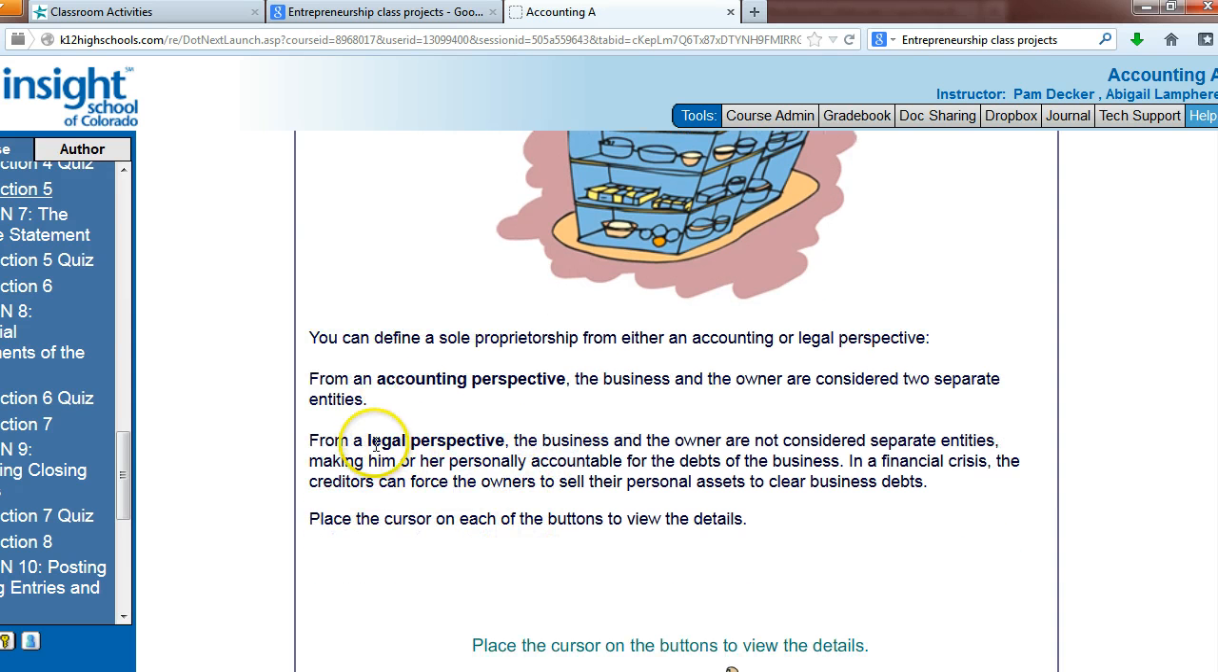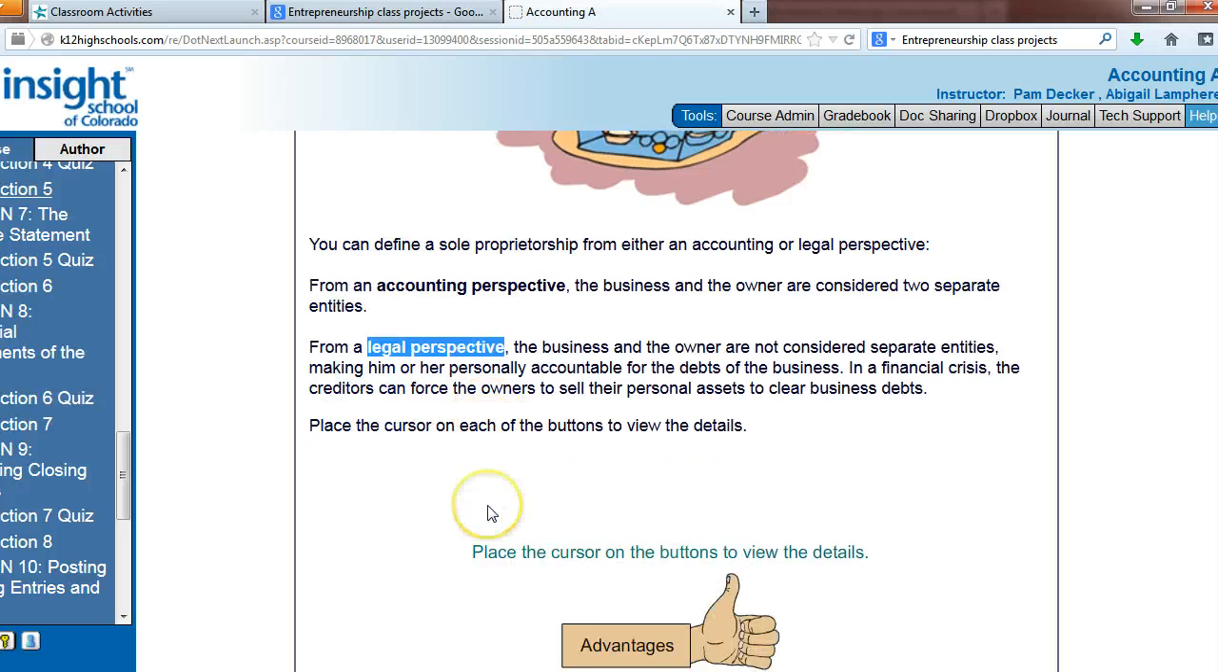That's the accounting perspective. Now, from a legal perspective, they are not considered two separate entities, meaning that if the business goes under and has debts, then the owner is responsible to cover those business debts. So again, accounting perspective, they are separate entities. Legal perspective, they are not considered separate, so the owner is liable or has to pay all the debts of the business should the business go under.